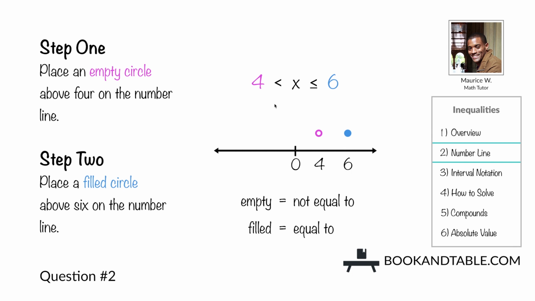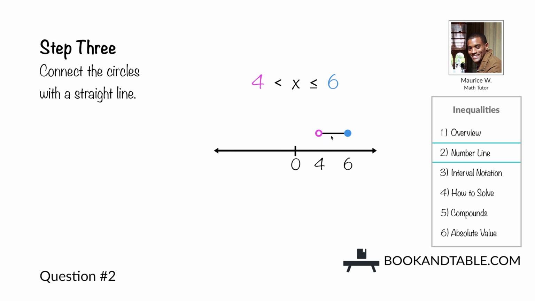Question number 2, we had 4 is less than x, which is less than or equal to 6. So step 1, we want to draw a circle to represent the smallest value in the compound, which is +4. So we place an empty circle above 4 on the number line. Step 2, represent the largest value in the compound. Since x can equal 6, we place a filled circle above 6 on the number line. And then the last step, connect the circles with a straight line. So this would be the number line for the compound: 4 is less than x, which is less than or equal to 6. x is all the values in between, including 6, but not including 4.